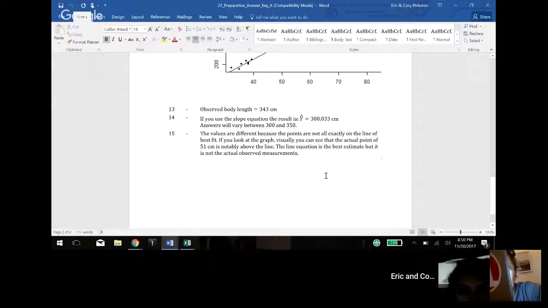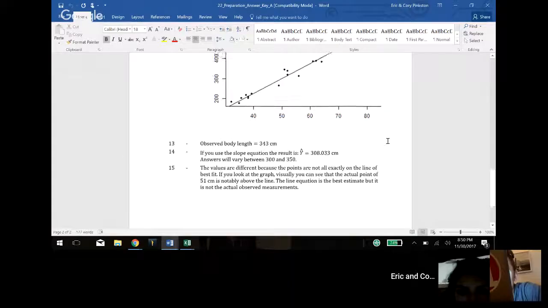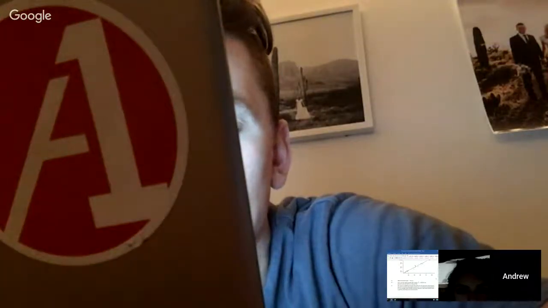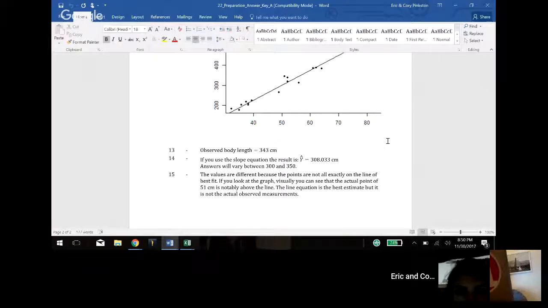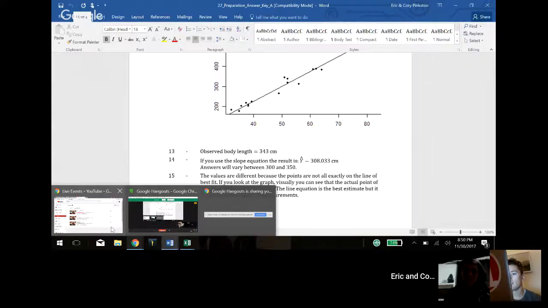If you look at the graph, visually you can see that the actual point of 51 centimeters is notably above the line. The line equation is the best estimate, but it is not the actual observed measurement. That makes sense. So the line in the scatter plot is just the average trend, whereas if you actually followed it down to the bottom, it would be at the negative number. Yes. Cool. Okay. Quiz time.